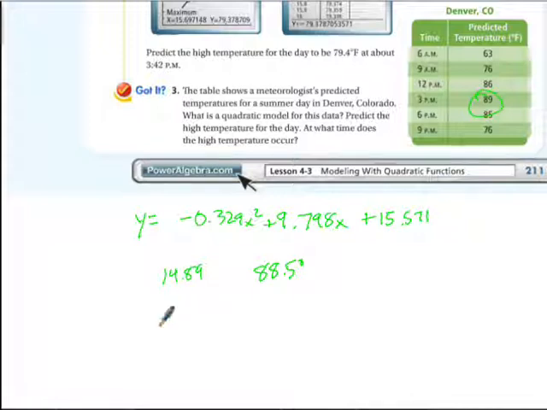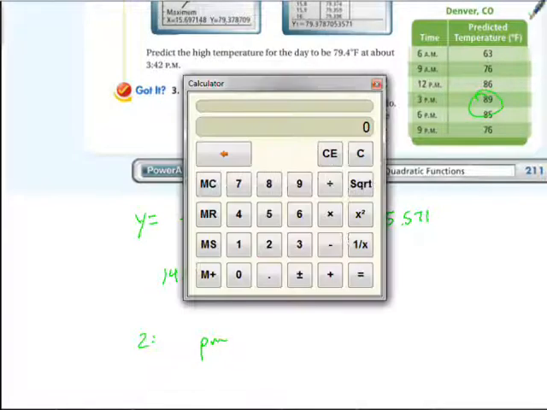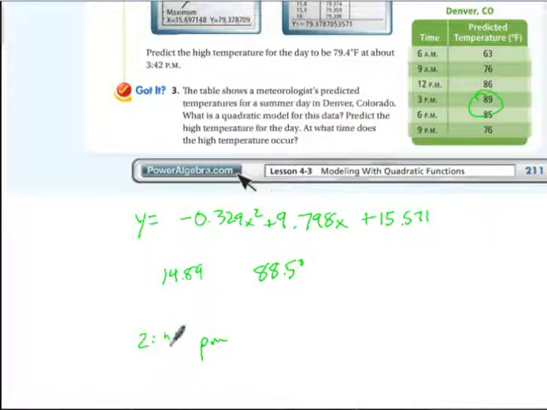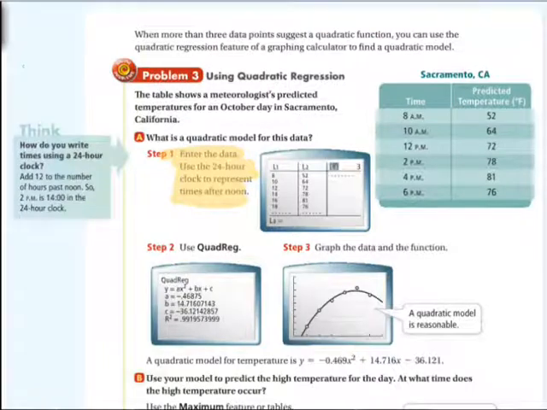So 14 is 12 plus 2, so we know it's 2-something p.m. And then 0.89 times 60 tells us 53. So at 2:53 p.m. is when it gets its max of 88.5 degrees. Okay? That's it for this video.